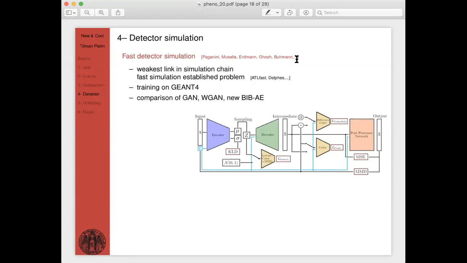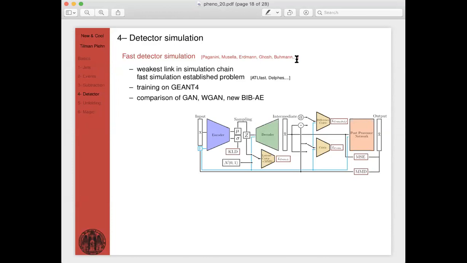And fast simulation is an established problem. Like ATLFAST when I was young, Delphes nowadays, this is all fast simulation. It's a huge market. Everybody's using it. Of course, experimentalists are not using it because they're doing the real thing, but everybody else is using it. It's proven incredibly useful for all kinds of pheno analysis. Nowadays, every theory study uses Delphes or something like that, and the result is much more likely to be right at the end because of it.